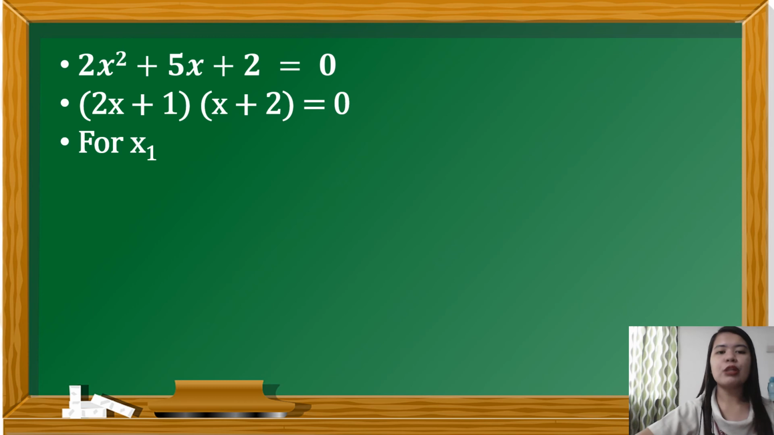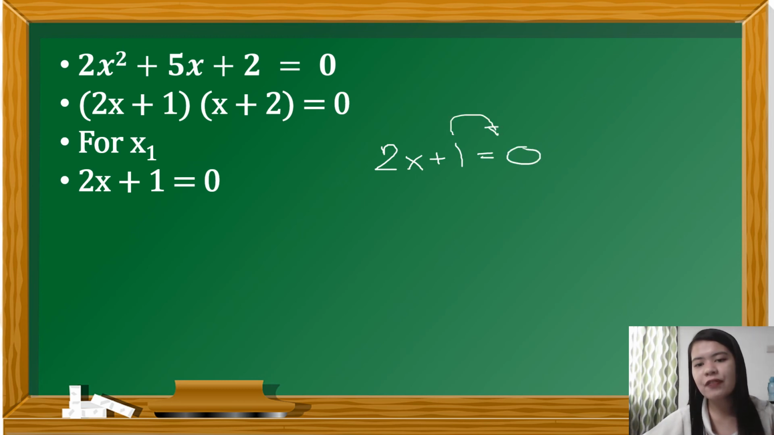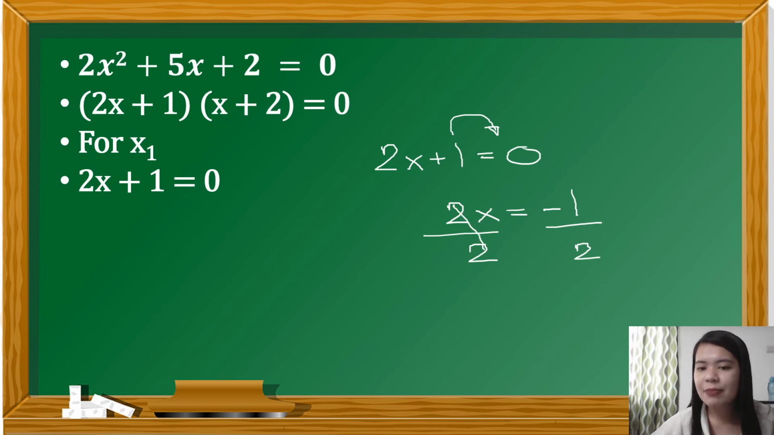Let us now equate 2x plus 1 to 0. So, we have 2x plus 1 is equal to 0. Let us solve. Ilipat natin ang 1 to the other side of the equation. So, we have 2x is equal to negative 1. And then, i-divide natin ang both sides of the equation by 2 para mawala ang katabi ni x. Makancel siya. So, the answer is x equals negative 1/2.